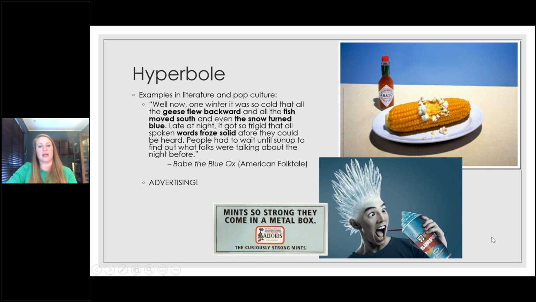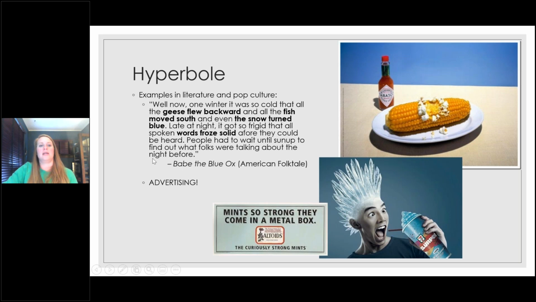I just noticed that. And then a third example would be Altoids saying, mints so strong, they come in a metal box. Obviously, this isn't true. The mints wouldn't be any less potent if they came in a cardboard box or something like that, but it's a fun selling point for the product that showcases just how strong and minty they are.